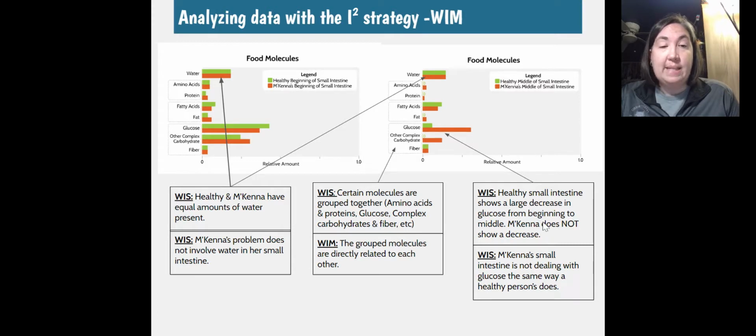For why I see this decrease in our healthy small intestine for glucose, but not a decrease for McKenna. This is important. This tells us, or this could mean, there's a little typo that should say WIM, what it means. I apologize. McKenna's small intestine is not dealing with glucose the same way a healthy person's does. So this is a key piece of evidence for us.